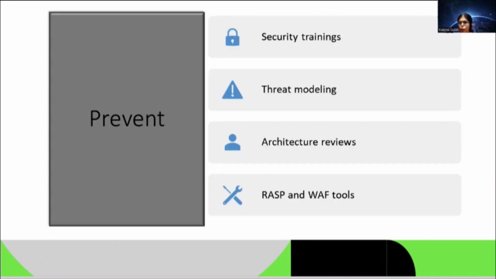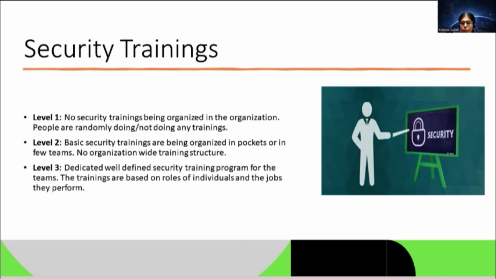Now, the best way would be that nothing like this happens, right? So how do we prevent this? And again, that comes down to a couple of things that we need to follow: security trainings, threat modeling activities, architecture reviews, and certain tools like RASP and WAF, which enable me and my teams to be safe. Talking of security trainings, most of the teams now actually do security trainings.